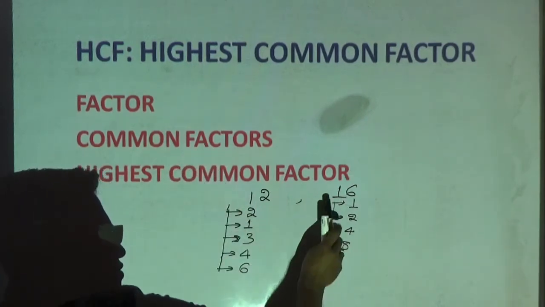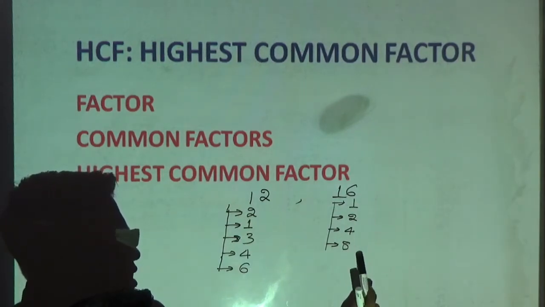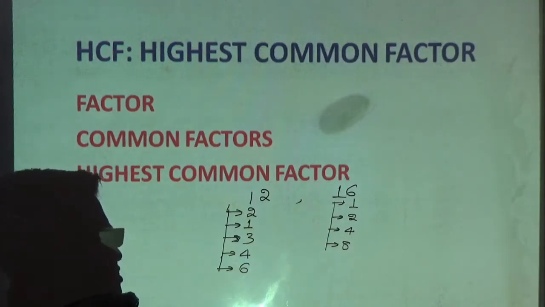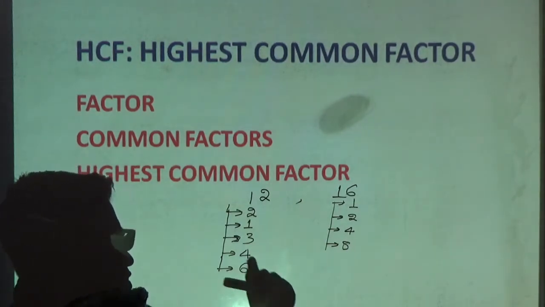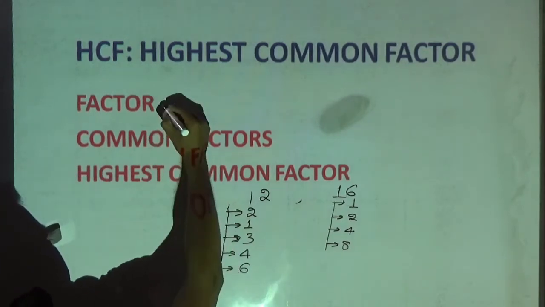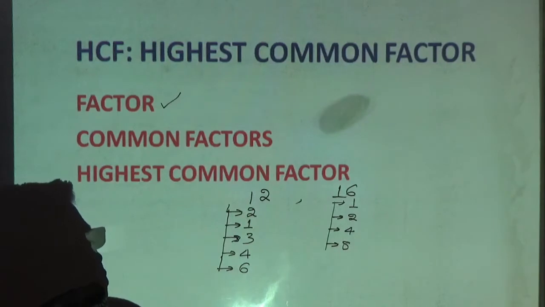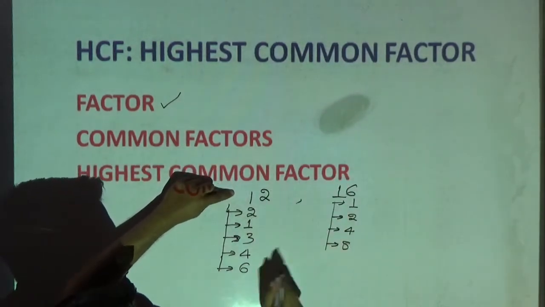Similarly, the factors of 16 are 1, 2, 4, 8. These are called factors. A factor is a number which is going to divide the number completely. So you understood what you mean by a factor now. Now, you should know what you mean by common factors.